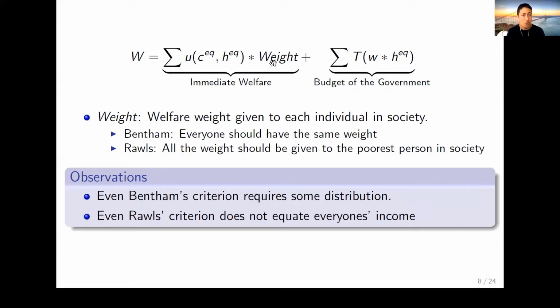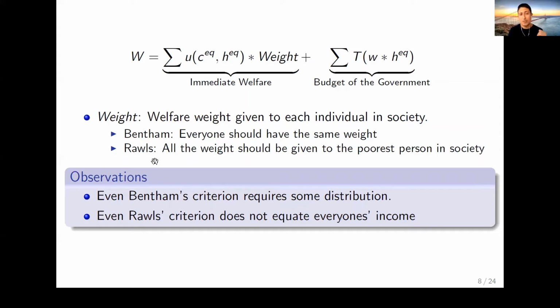Now let's talk a little bit about this welfare weight. The welfare weight is basically how much the government values each individual. But that's kind of a philosophical question. So let me just tell you a little bit about the two broad views that economists have about this. On one side of the spectrum, and I would say that's kind of the right-wing side, there is this vision from Bentham that everyone in society should have the exact same weight. So this would be the same weight for everyone.